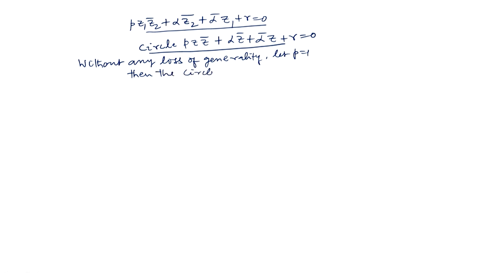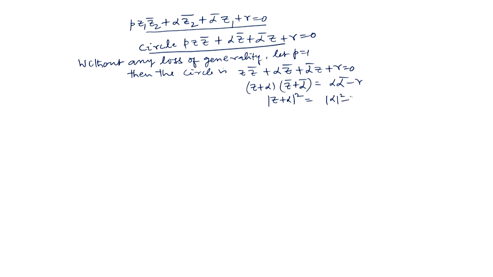Then the equation of the circle is z z bar plus alpha z bar plus alpha bar z plus r equal to 0, and this we can write as (z plus alpha) into (z bar plus alpha bar) equal to alpha alpha bar minus r. So this is now mod of (z plus alpha) square equal to mod of (alpha square minus r), which implies that mod of (z plus alpha) equal to square root of mod of (alpha square minus r). So the center of this circle is at minus alpha, and the radius is the square root of mod of (alpha square minus r).